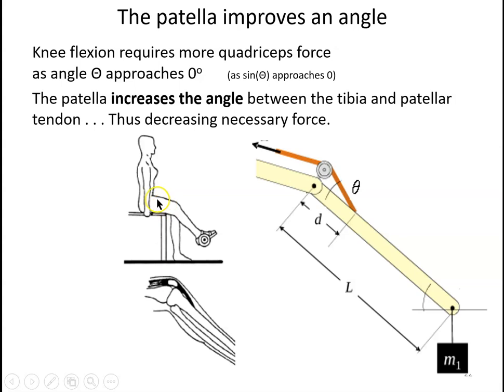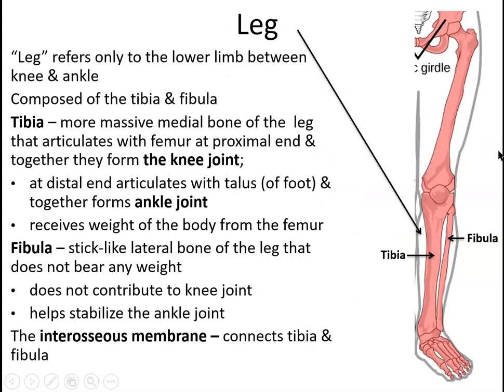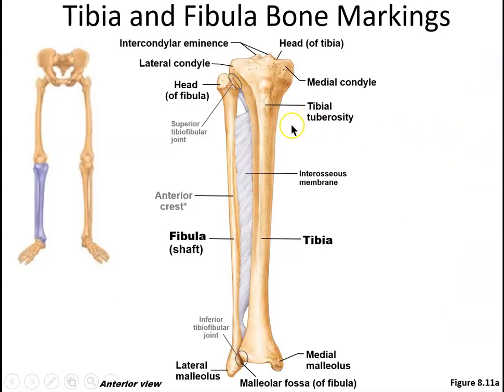But instead you have muscles here that contract, and they have to pull this way around the patella. And if they were just right here, it would be virtually impossible to extend the knee fully, but the patella allows that. Okay, so that's the femur and the patella. Now we're at the leg, the tibia and fibula.